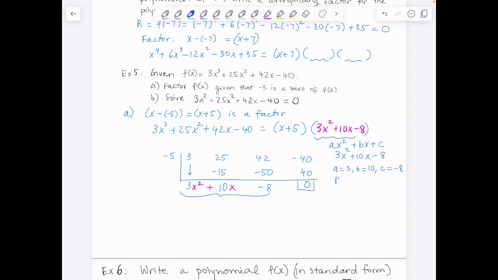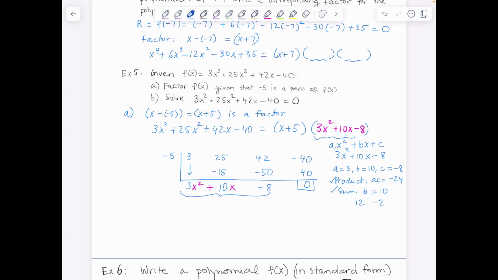We want to find two numbers so that when you multiply the two numbers, you get a times c, which is 3 times negative 8, and that's negative 24. At the same time, we want the sum of the two numbers to be b, which is 10. So the two numbers should be 12 and negative 2. 12 times negative 2 is negative 24. Check. 12 plus negative 2 is 10.